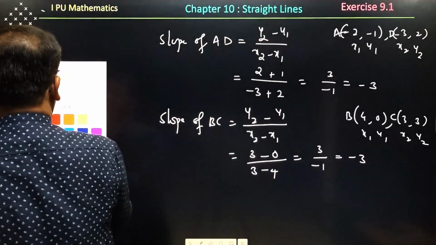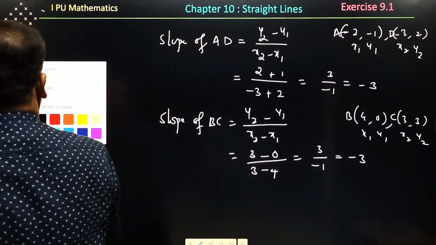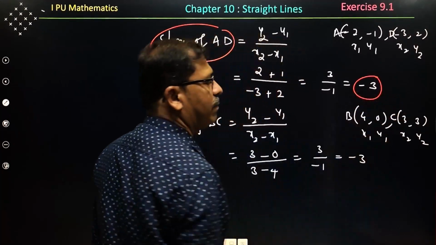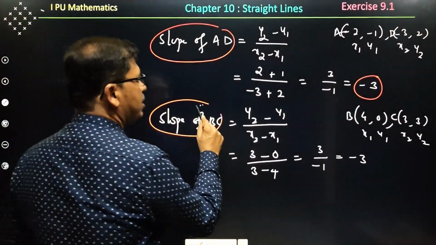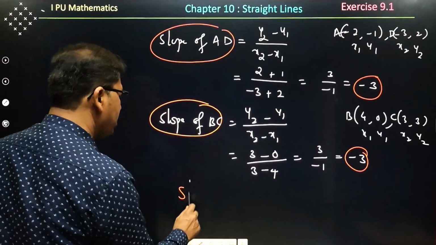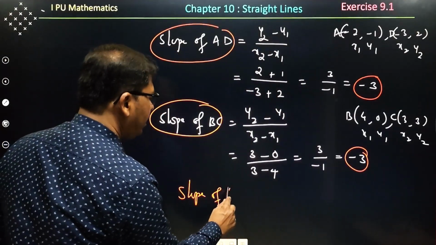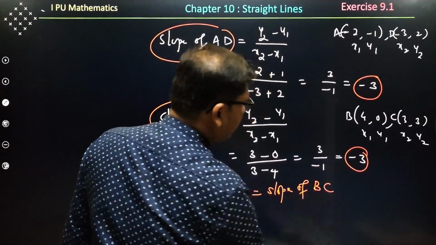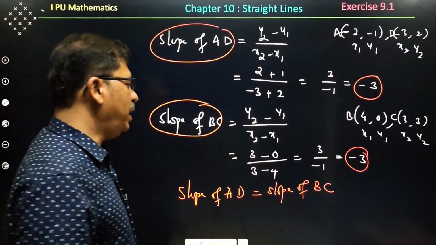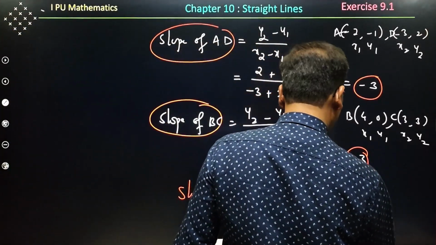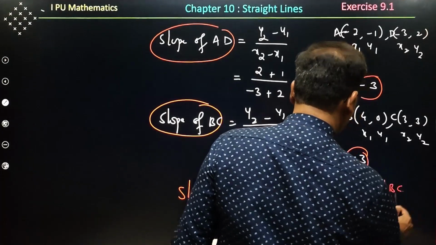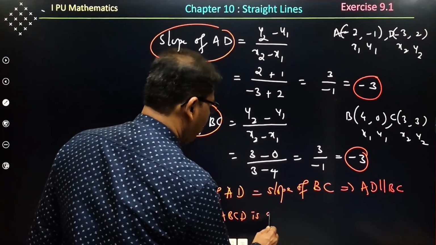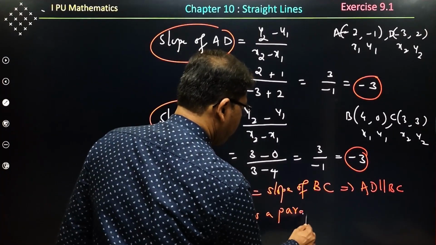Observe these two values carefully. What are the two values you need to observe? Slope of AD is found to be minus 3. Slope of BC is found to be minus 3. We conclude that slope of AD is equal to slope of BC. So when the slopes are equal, the two lines are parallel. This is indicating that AD is parallel to BC. So what we conclude, ABCD is a parallelogram. Opposite sides are parallel here.